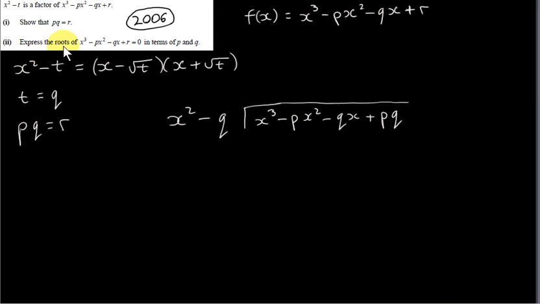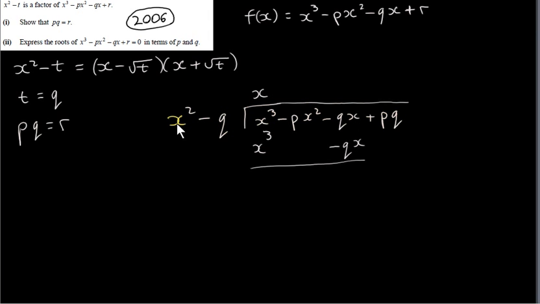In part 2, we want to express the roots of x cubed minus px squared minus qx plus r equals 0 in terms of p and q. Now we know that x squared minus t is a factor of this, and we know that t is equal to q. So that means that x squared minus q is a factor of this cubic. I've also replaced r with pq. So if I divide x squared minus q into this, I have to get a remainder of 0, since x squared minus q is a factor.